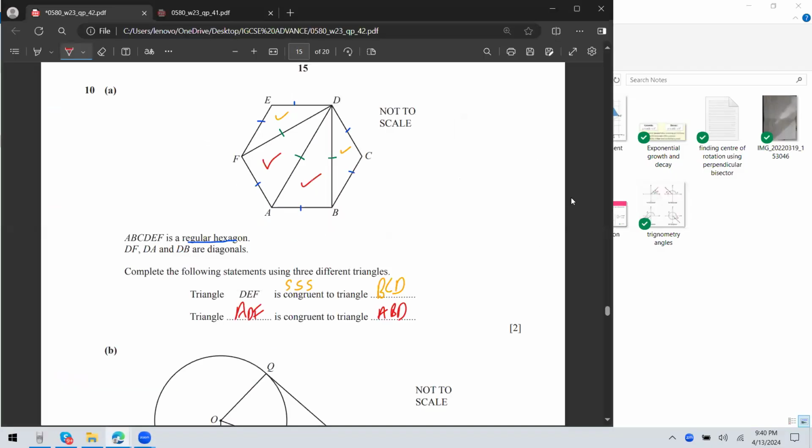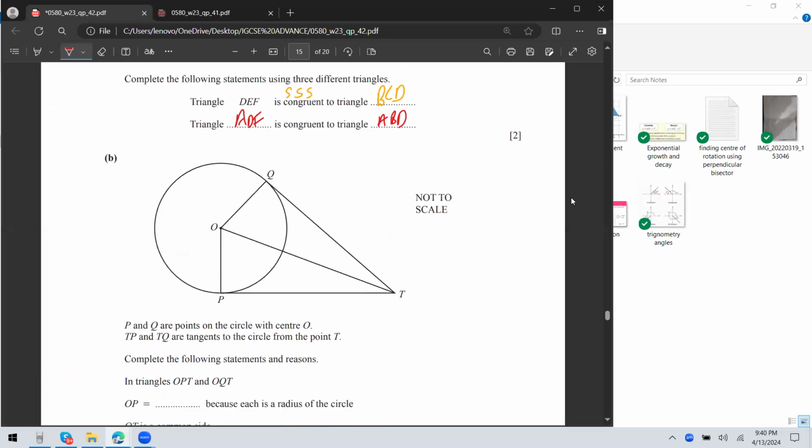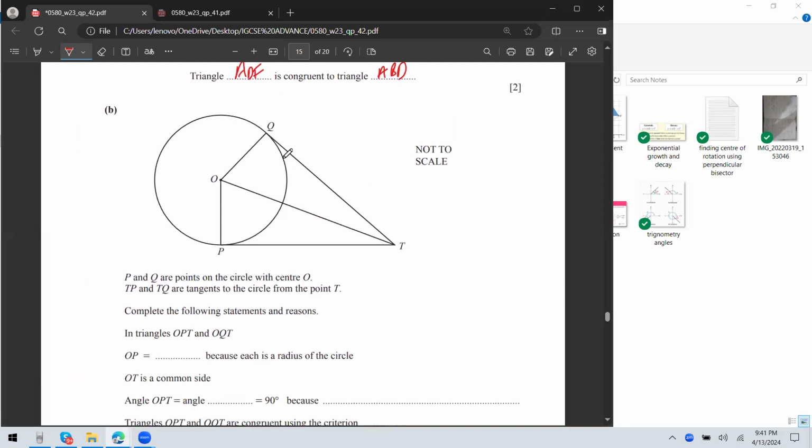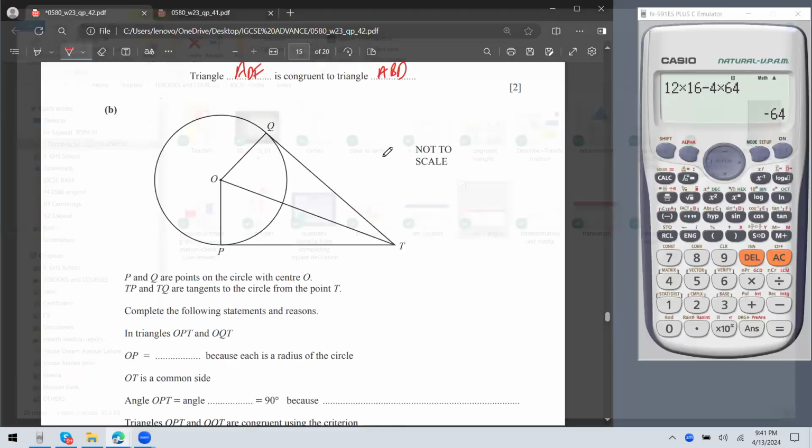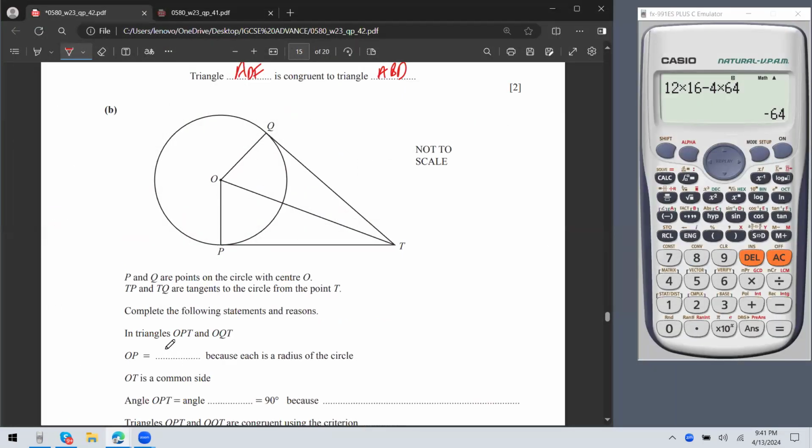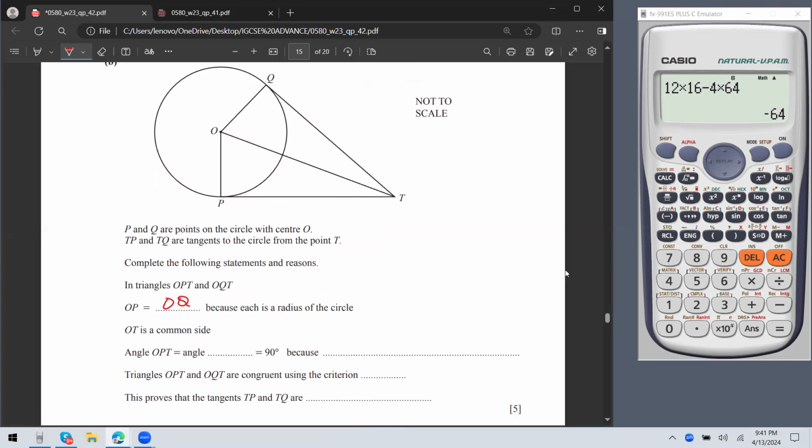Moving back to our paper. Okay, so now we have tangents coming out from point T touching the circle at Q and P. OP is equal to, obviously, OQ, because they are radius, very easy. OT side is common. Angle OPT, this angle is 90-degree, and so is this angle, because we have a property that tangent and radius always make an angle of 90-degree.